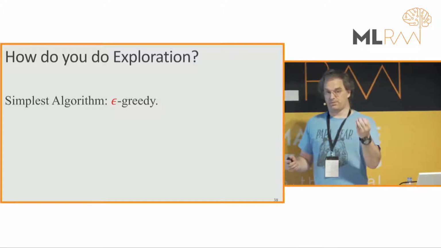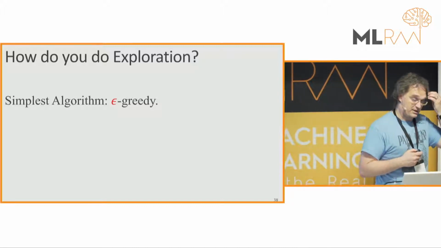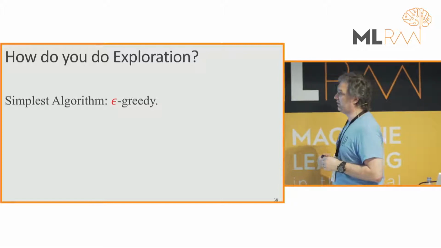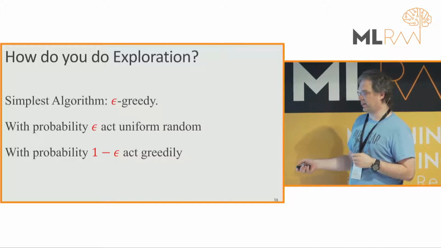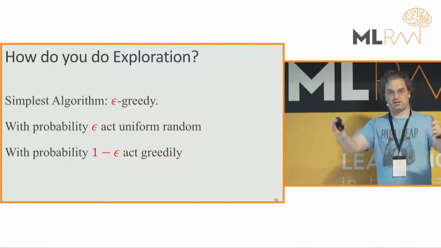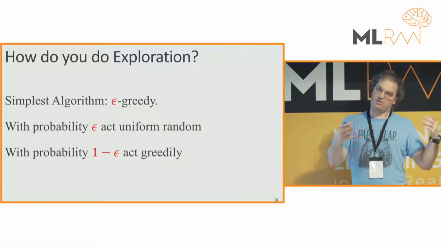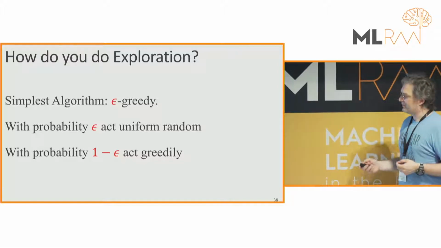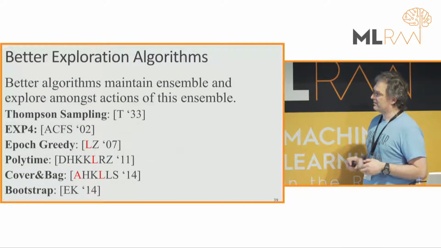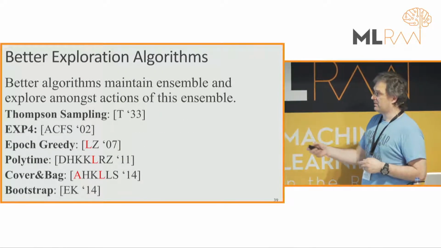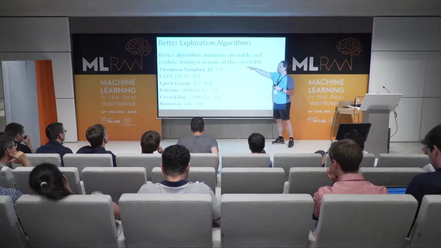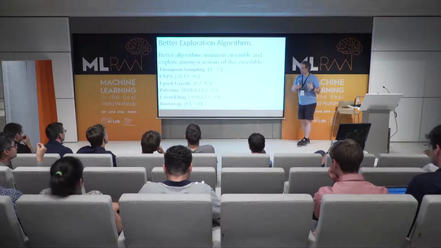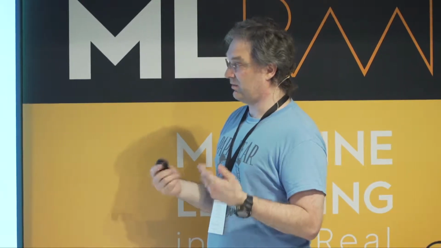Okay, so now how do you do exploration? The simplest algorithm is epsilon greedy. When you do epsilon greedy, what happens is with probability epsilon, you act uniformly at random. With probability 1 minus epsilon, you act greedily according to your best learned policy so far. This is kind of the baseline algorithm. You always want to do better than this. So there are better algorithms and the better algorithms have a particular flavor. They maintain some ensemble and explore amongst the actions of this ensemble. And exactly how they maintain the ensemble varies quite a bit.